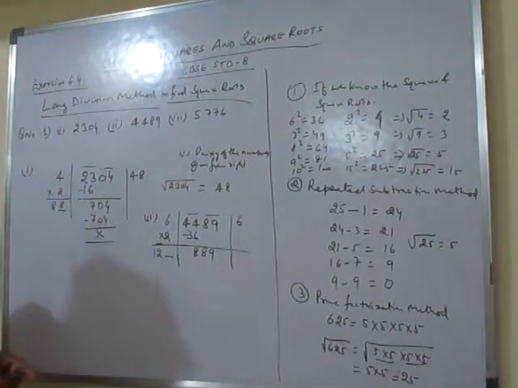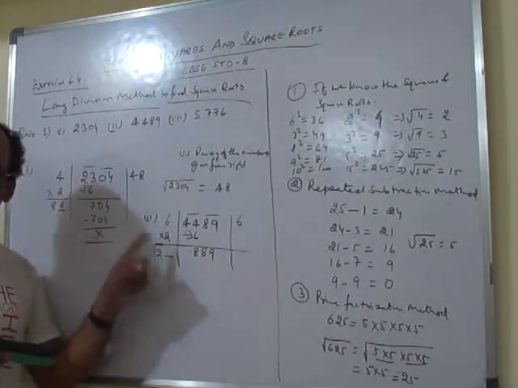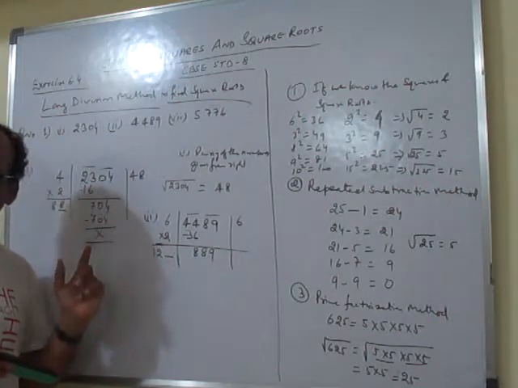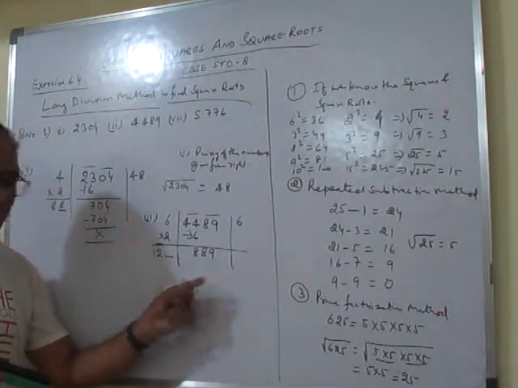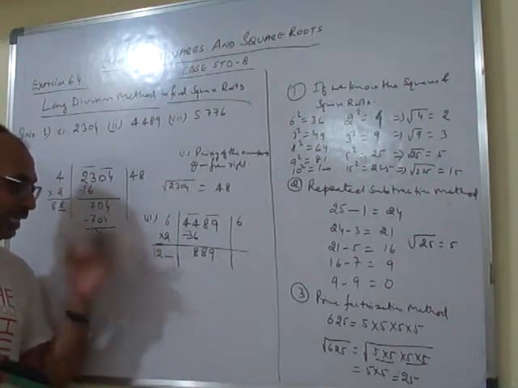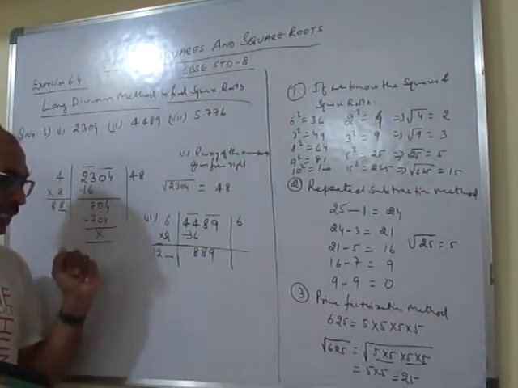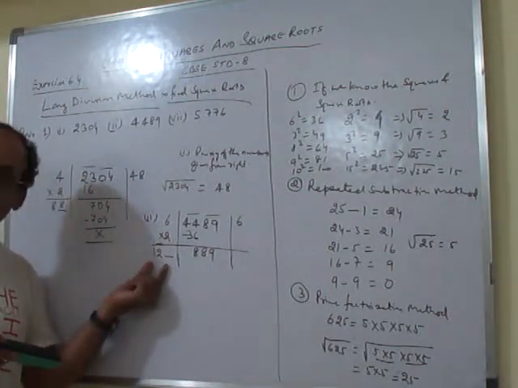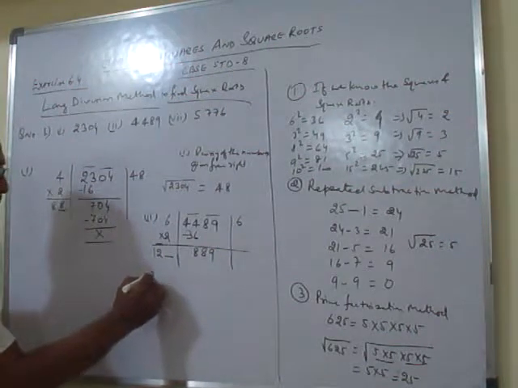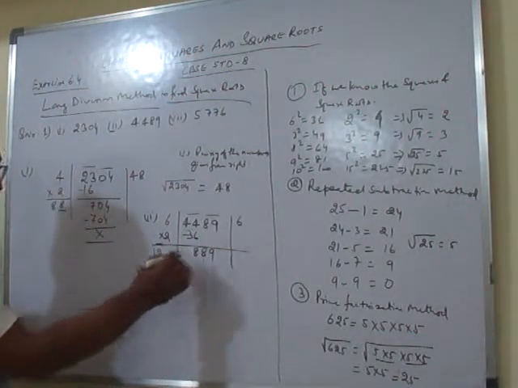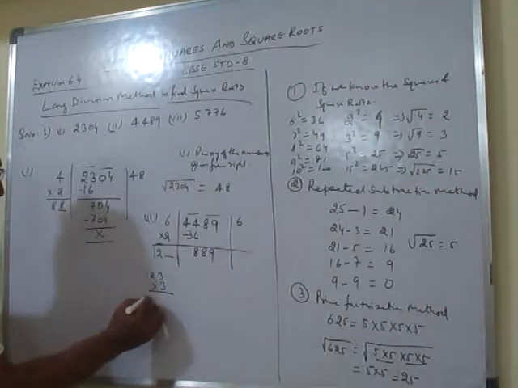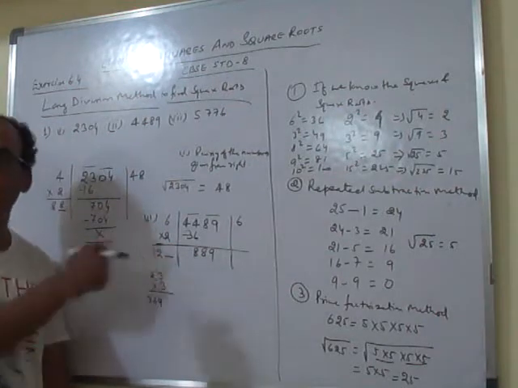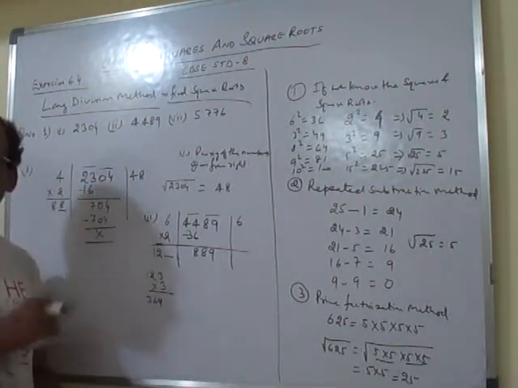If you put 1 here, 1 into 1 gives 1, not possible. If you put 2 here, 2 into 2 makes 4, again not possible. If you put 3, 3 into 3 gives 9. Very good. But now we have to see whether putting 123 into 3 gives 889. 120 into 3 is 360, so 369. 369 is well below 889, so it will not be acceptable.